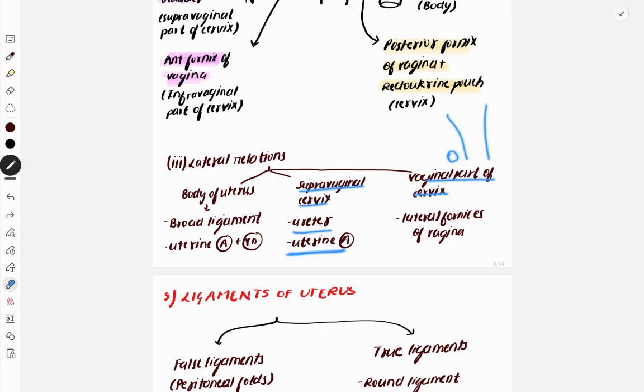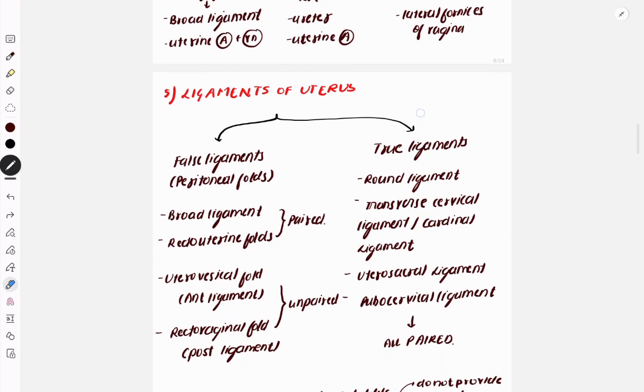In the vaginal part of the cervix, we obviously have the lateral fornix of vagina. So it's very logical: the vaginal part of the cervix will be related to a part of the vagina itself, because it is located in the vagina. That vaginal part of the cervix will be anteriorly related to the anterior fornix of vagina, posteriorly related to the posterior fornix of vagina, and laterally related to the lateral fornix of vagina. So as long as you are speaking about the vaginal part of the cervix, it should be related to one of the fornices of vagina itself.